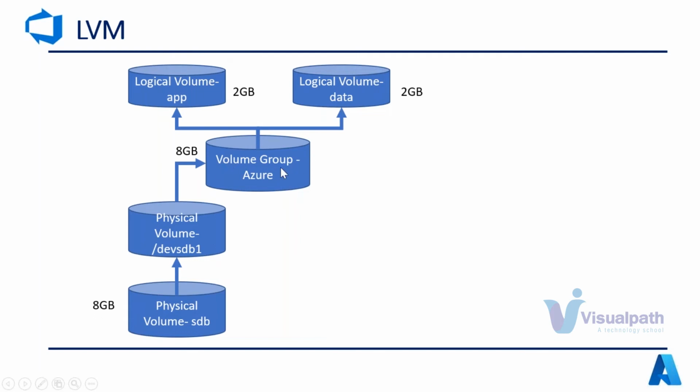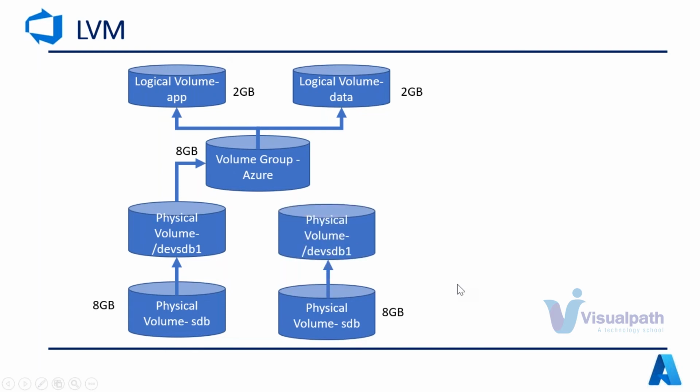So if there is space in my volume group, I can increase the app volume and the data volume. Now suppose I run out of this volume group also, for example the entire 8 GB. Then I can attach one more disk, call it sdc, and create a physical volume out of it. Then I can add that to the volume group, so that my new volume group is 16 GB, and I can then increase the logical volumes of both. I can make it 8 GB and 8 GB.